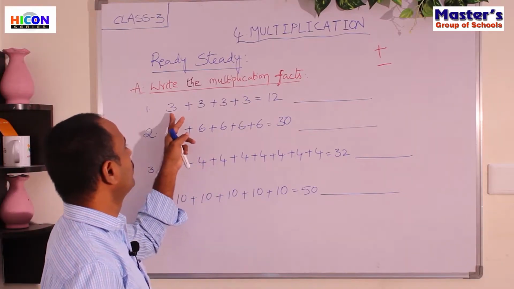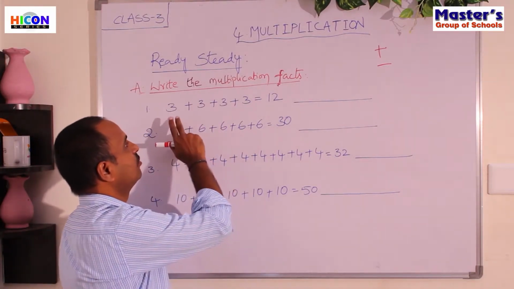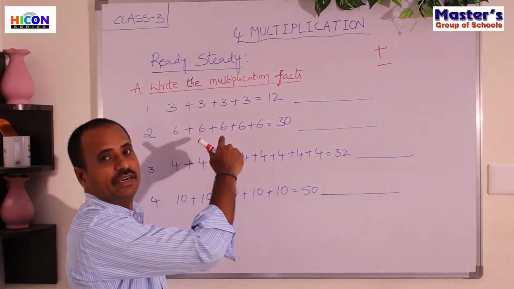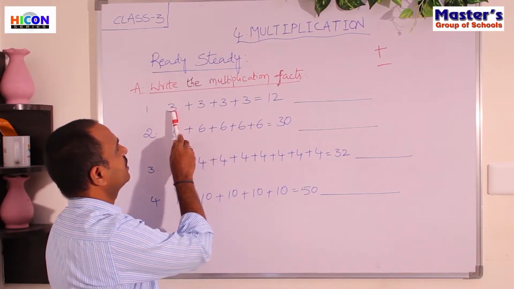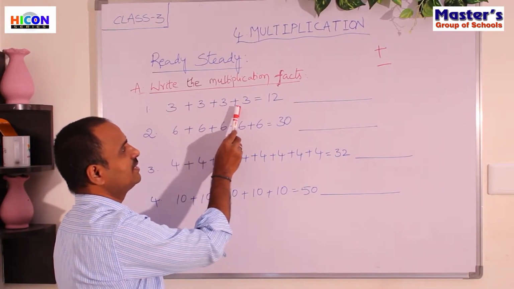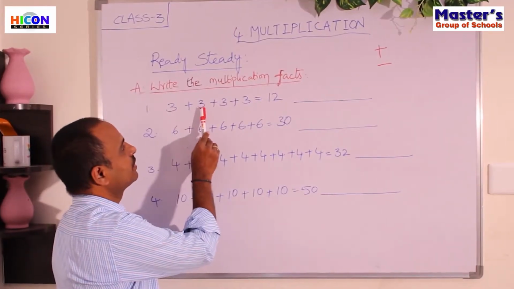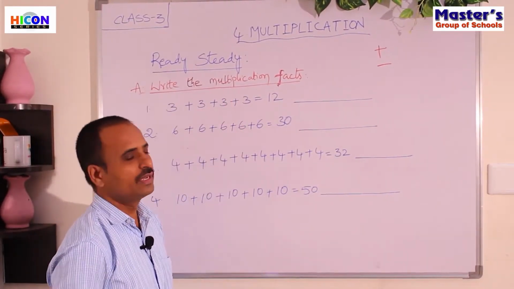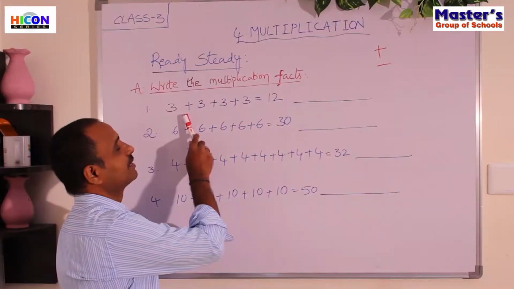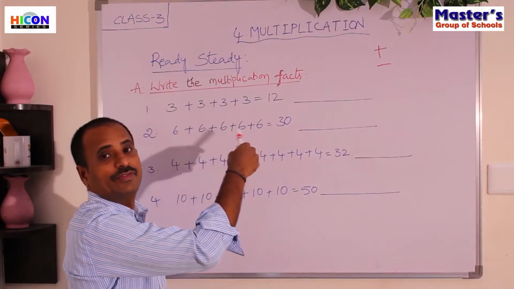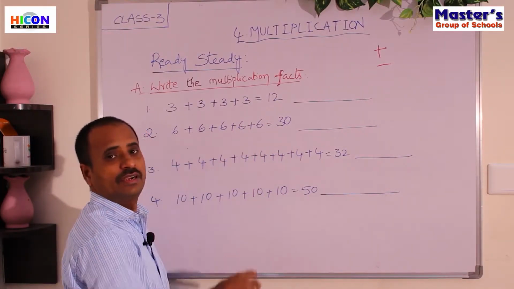So see how we multiply. How can we convert this repeated addition into multiplication? See again one example. Here the number 3 is repeated 4 times, and the number 3 is added 4 times. This repeated addition can be converted into multiplication. So how can we convert? Look at the board.